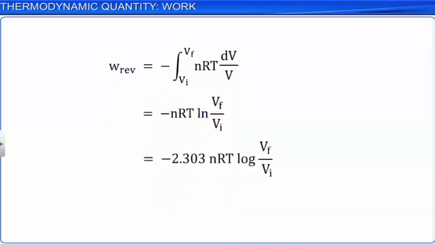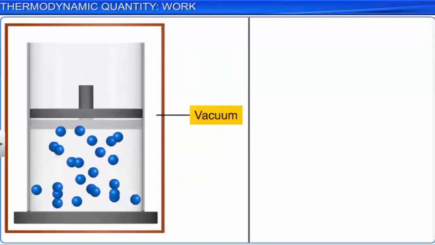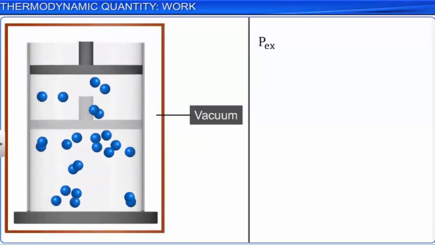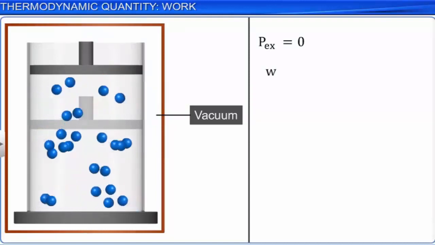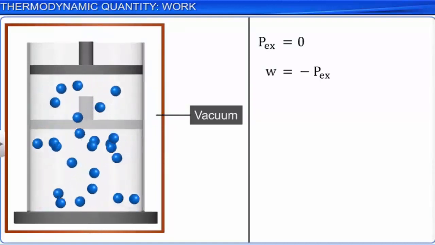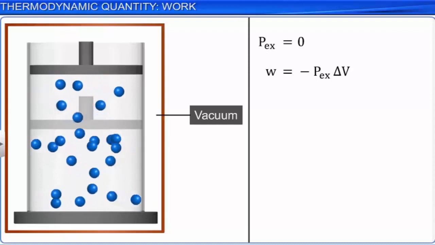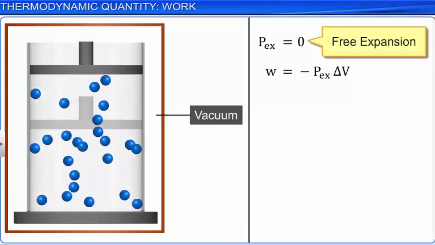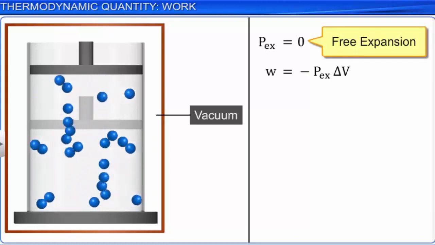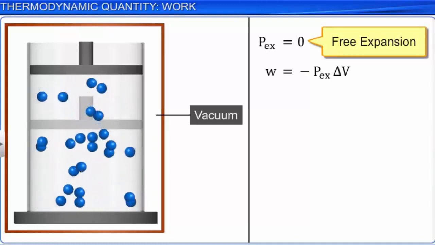On converting natural logarithm to base 10, we get reversible work W_rev equals minus 2.303 nRT log Vf by Vi. If the gas expands in vacuum, external pressure P_ex being 0 in the expression W is equal to minus P_ex multiplied by delta V, W becomes 0. This is known as free expansion. No work is done during the free expansion of an ideal gas, whether the process is reversible or irreversible.